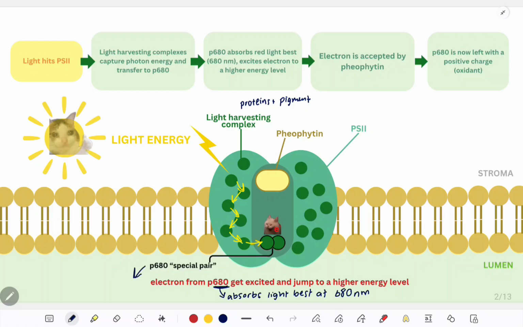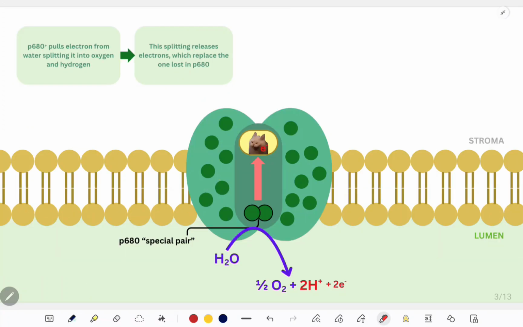So now we got P680 with a positive charge, and this has become an oxidant. Now you may ask yourself, alright, P680 has ejected an electron. It has lost an electron and it now has a positive charge. Will it ever replace that electron? Yes, it will, and it gets that from splitting a water molecule.